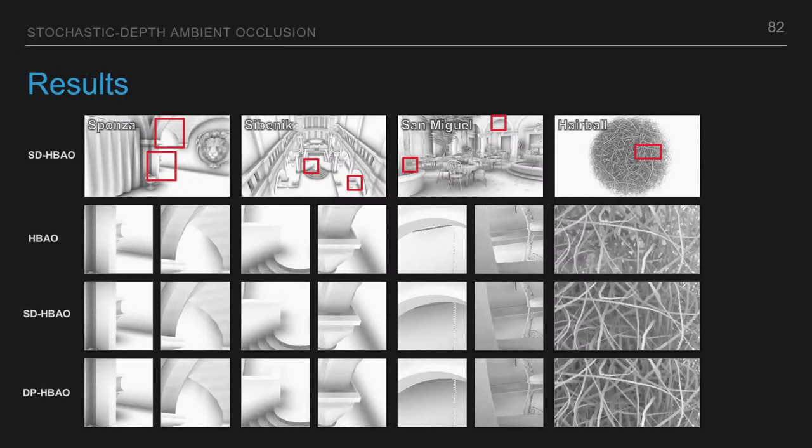When we compare stochastic depth ambient occlusion to regular horizon-based ambient occlusion and a ground-truth depth peeling version that has access to all the depth layers in all pixels, we can see that stochastic depth ambient occlusion is able to capture the missing occlusion quite well, and it comes very close to the depth peeling reference solution.